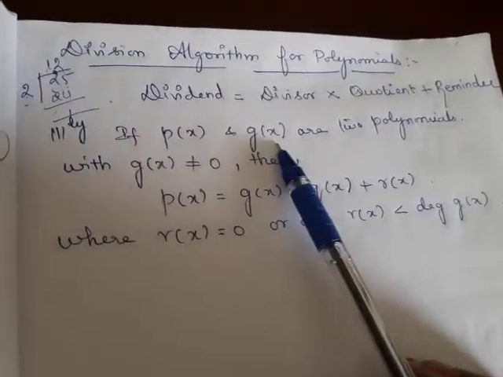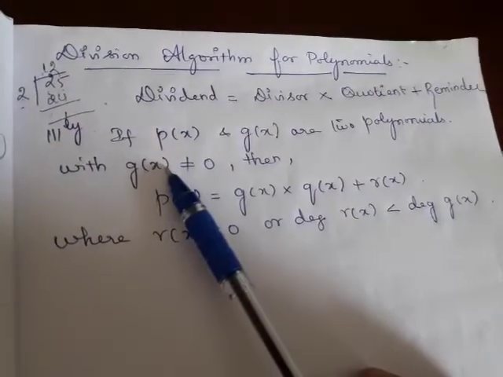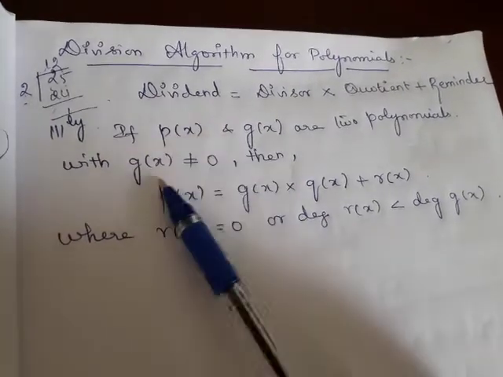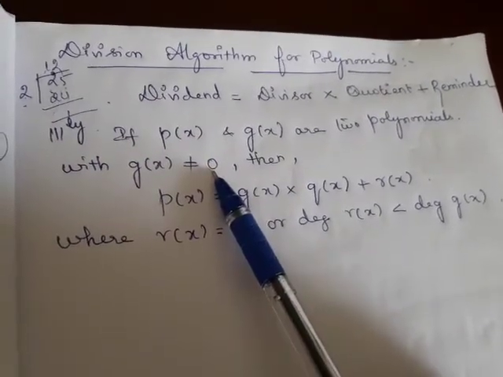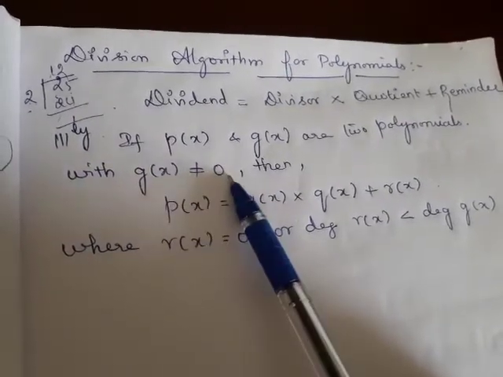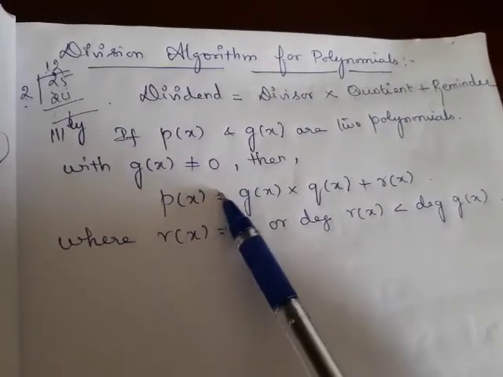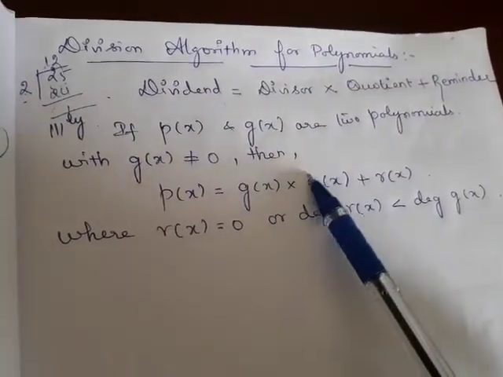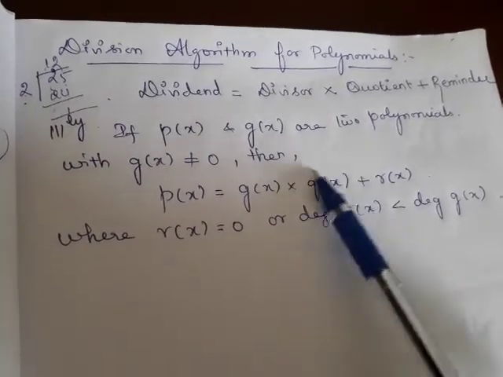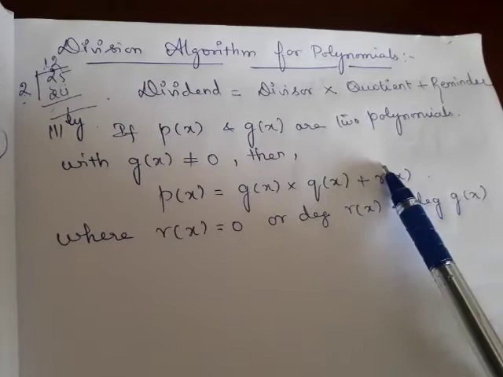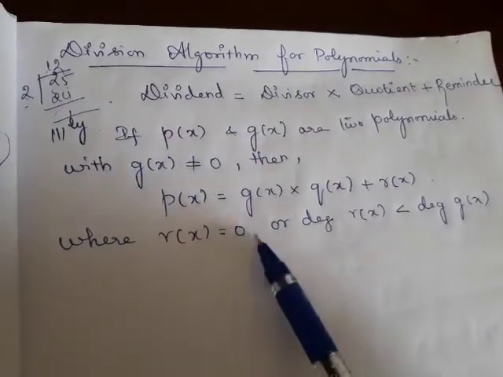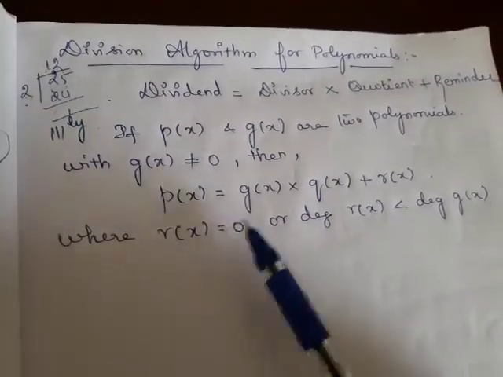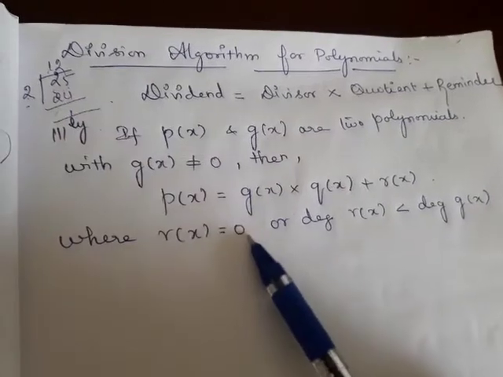Similarly, if p of x and g of x are two polynomials with g of x not equal to 0, then, the divisor should never be 0, right? We cannot divide a number by 0. That's why they have mentioned g of x is not equal to 0. Now p of x is equal to g of x into q of x plus r of x. Here they denoted the quotient polynomial as q of x and the remainder polynomial as r of x, with a condition where r of x is equal to 0. The remainder can be 0. If it is exactly divisible, then we will get the remainder as 0.